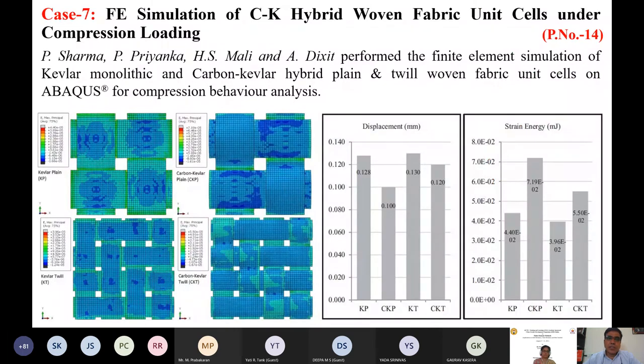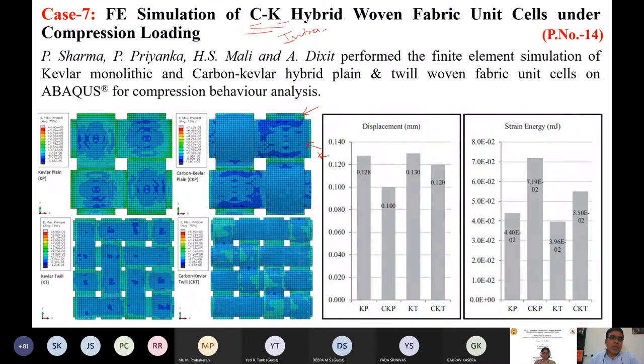Finally, another case, say FE simulation of a hybrid material. Up to now I was not taking anything hybrid. It was mostly carbon only. But in case you take hybrid, say carbon and Kevlar, and that too intraply. Inter is between the plies, but intraply means within the ply, one fabric may be carbon and another could be Kevlar. So within the ply you are hybridized.